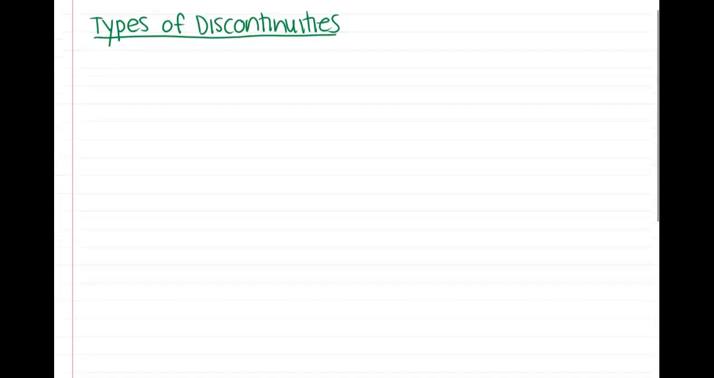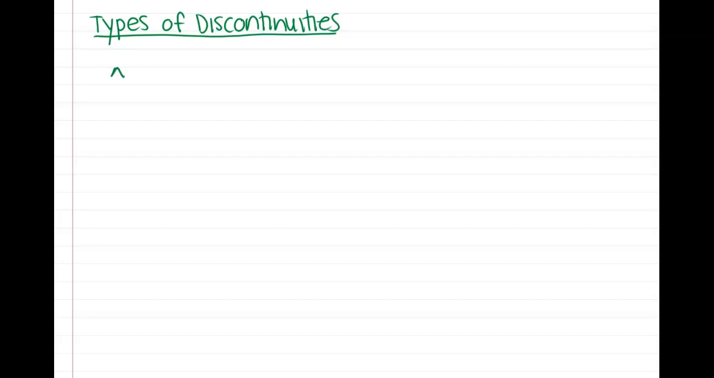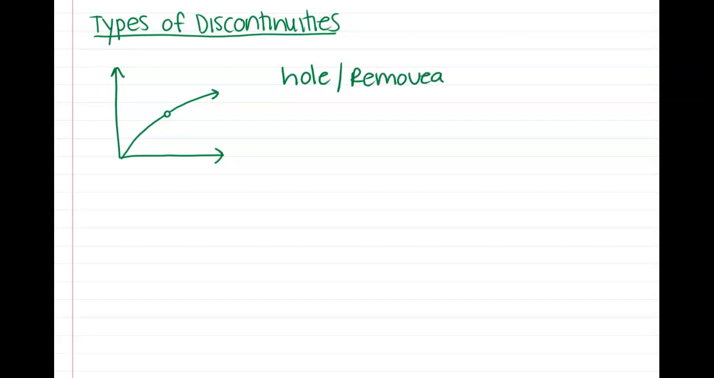3.3a is types of discontinuities. Okay, so first you have this kind. We're kind of going along, and then there's an open spot or a hole. And this is a hole, also known as a removable discontinuity.